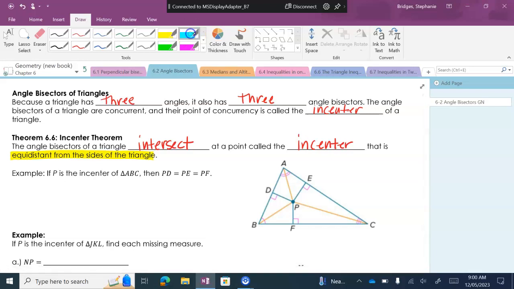And so what it says here in my example is if P is the incenter of triangle ABC, so here's P, then these three segments have to be congruent. PD has to be congruent to PE, has to be congruent to PF. It goes from that point of concurrency straight to the sides of the triangle, not to the angles this time, but to the sides. Those are the three that are going to be equal this time with the incenter. Circumcenter, it was to each angle. Incenter is to the sides. Do I still have a bunch of right triangles in there? Yeah.